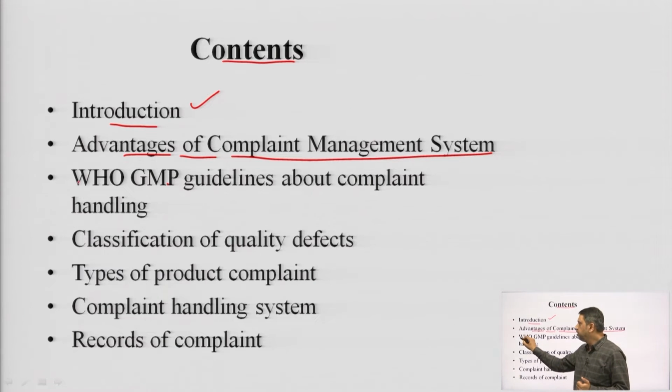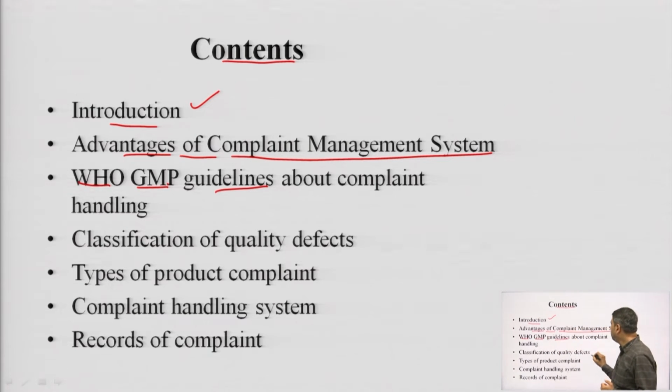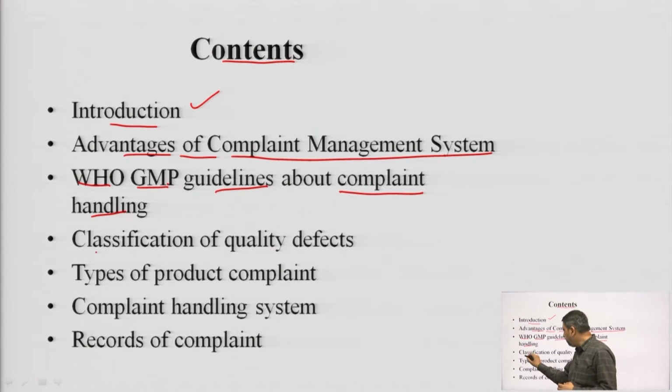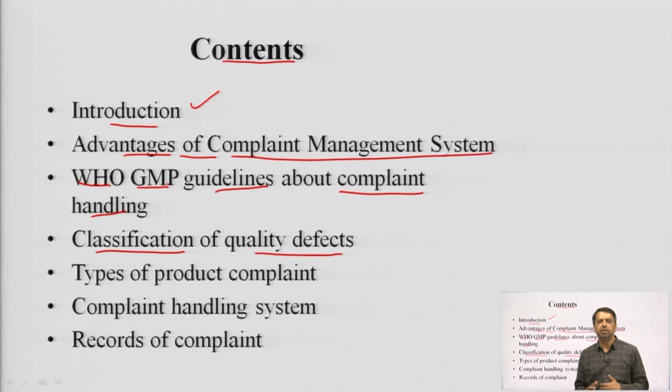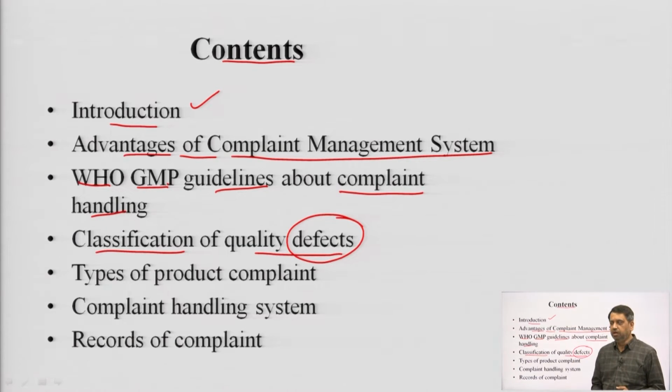The third thing included in this lecture, of course, is guidelines. What are the WHO GMP guidelines about complaint handling? So, this is our third topic. The next thing is the classification of quality defects. It is very obvious that a complaint is raised because of some defects that may be found in the pharmaceutical product, and therefore, classification of quality defects will also form part of this topic. We have to understand the different types of defects that may arise in any pharmaceutical product. The next thing is the type of product complaint. What are the different types of complaints that are seen in pharmaceutical products?